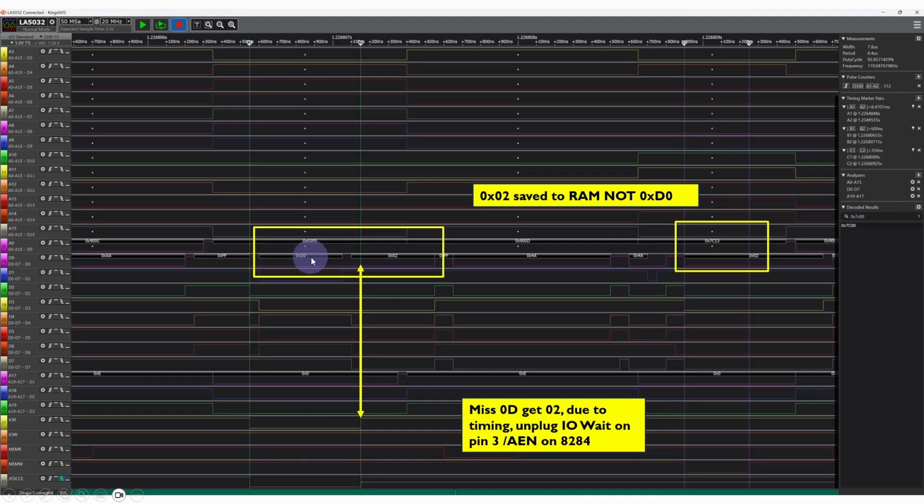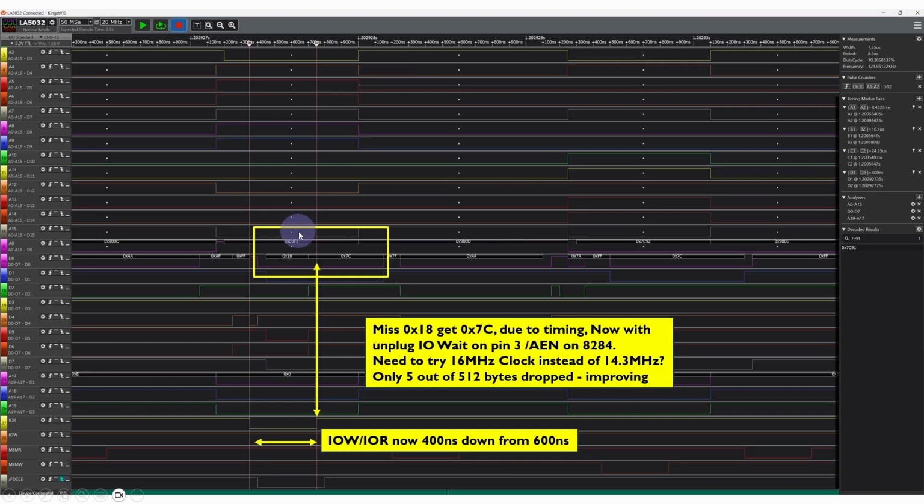And this is just a little bit more detailed view of it where you can see the two values. The first thing I did was disable the IO wait on the clock controller, the 8284 clock controller. So the /AEN input was basically just unplugged, it was tied to ground. And what this will do is to change the IO read and IO write period from 600 nanoseconds down to 400 nanoseconds. So this is the value here.